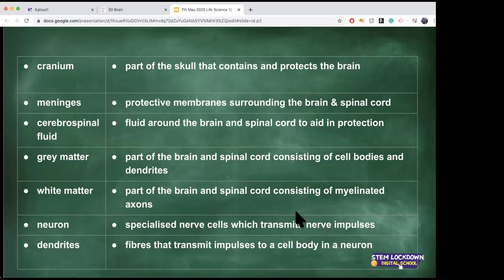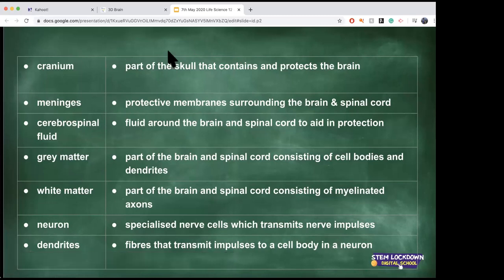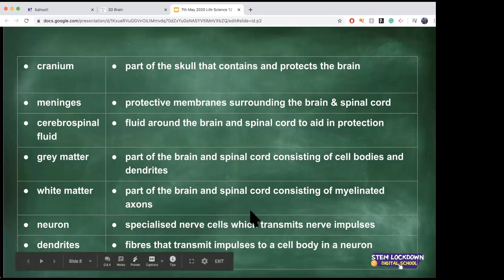Gray matter is the part of the brain and spinal cord consisting of cell bodies and dendrites. White matter is part of the brain and spinal cord consisting of myelinated axons. Then we have the neurons, specialized nerve cells which transmit impulses, and dendrites. Dendrites are fibers that transmit impulses to a cell body in a neuron. All of these terms would be very good for you to know and use when answering questions. These are the vocabulary words that are used in test papers and in questions.